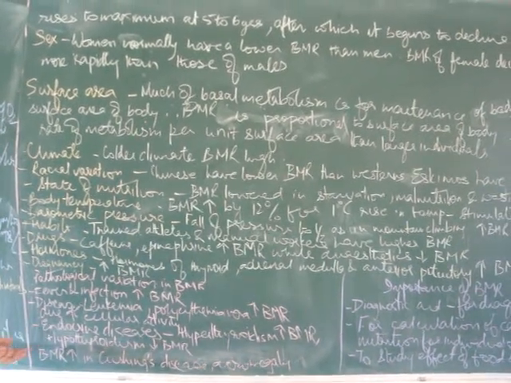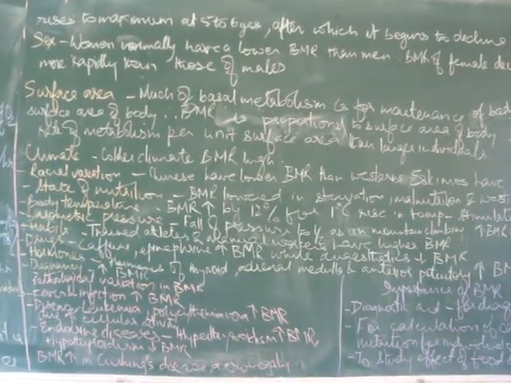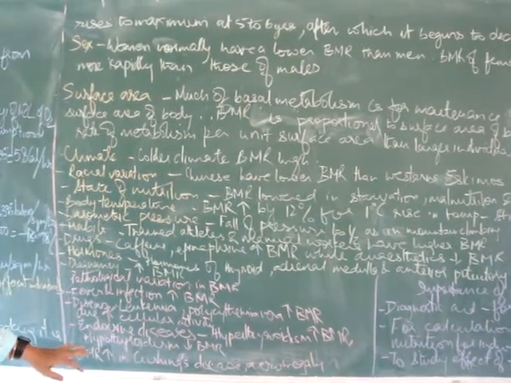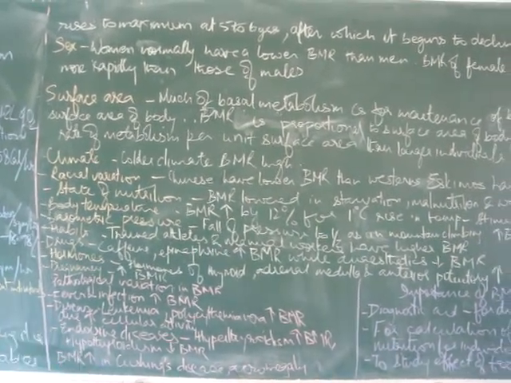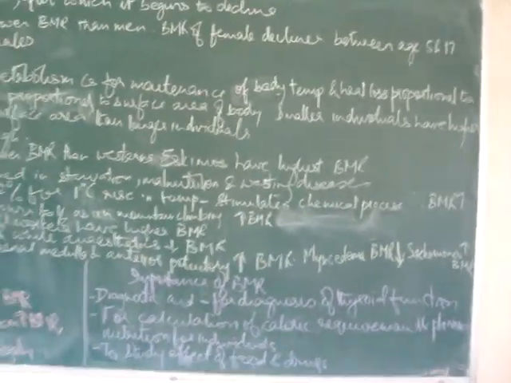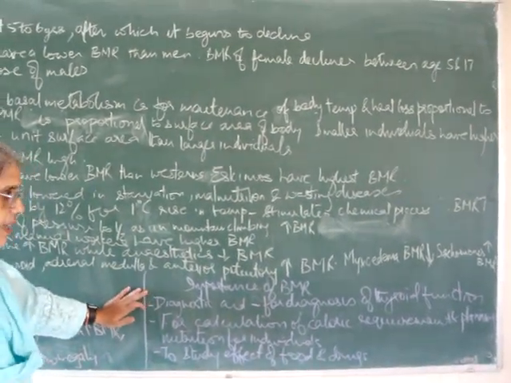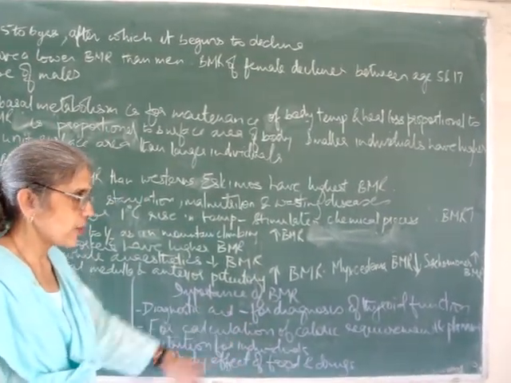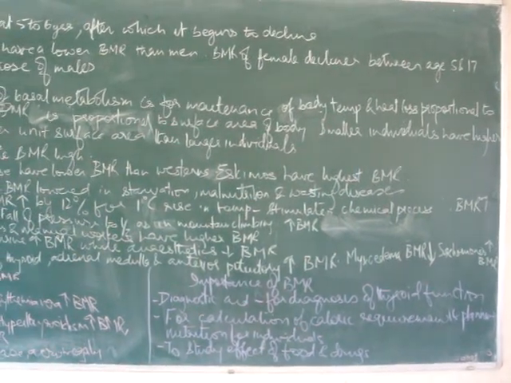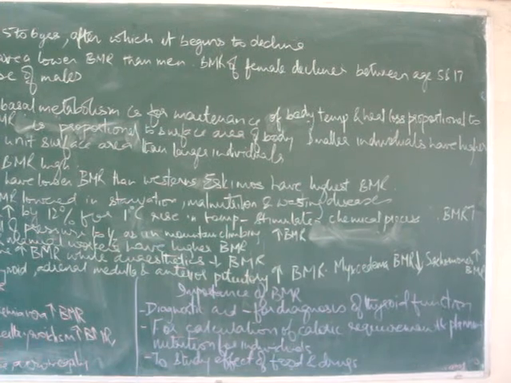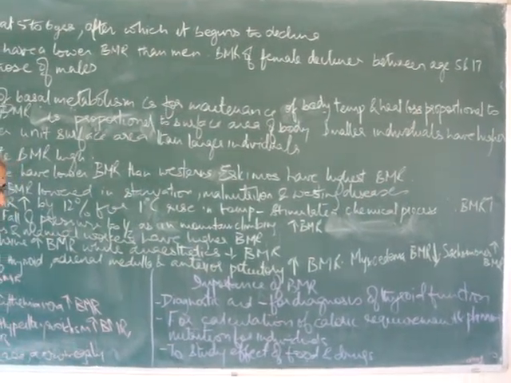If hypothyroidism is there, then in children the cretinism situation occurs. BMR increases in Cushing's disease as well as in acromegaly. Then the importance of BMR. Why do we want to check BMR? It acts as a diagnostic aid for diagnosis of thyroid function. Initially T3, T4 tests were not there, so by measuring BMR, thyroid function was ascertained.